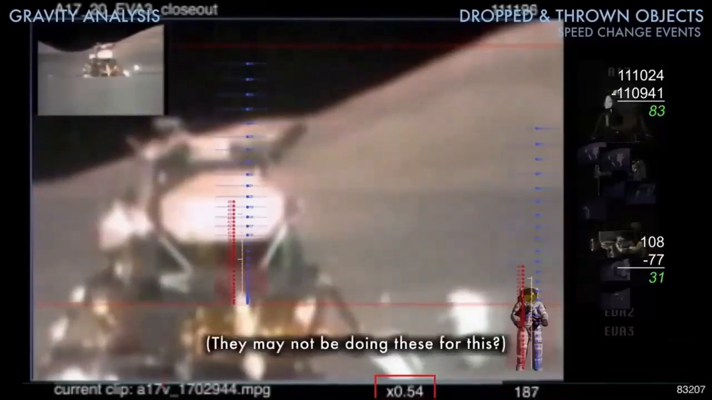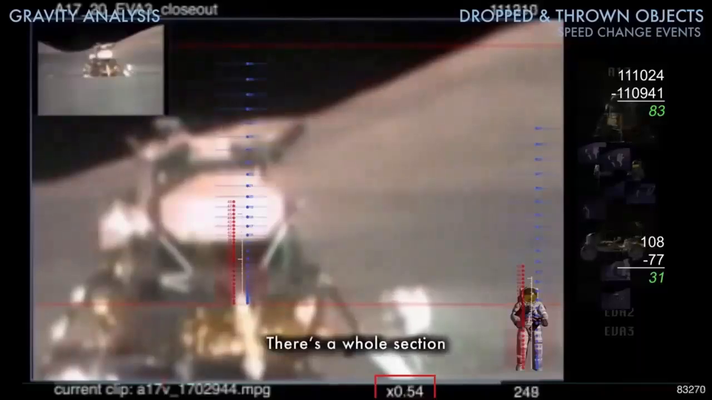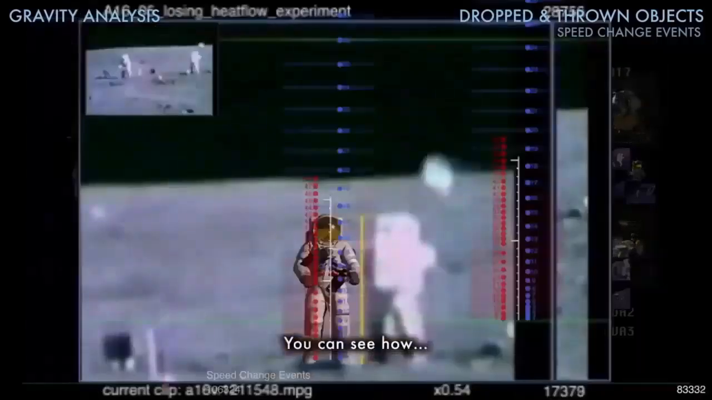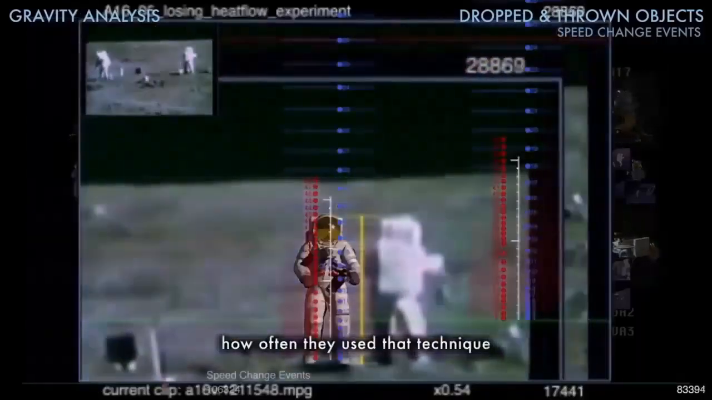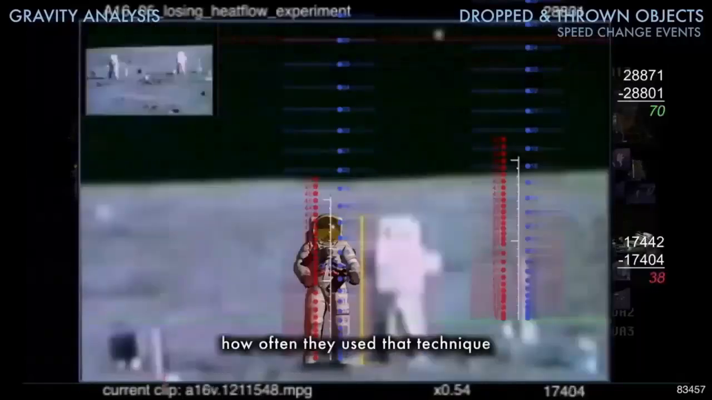They may not be doing these for this. There's a whole section on speed changes. You can see how often they use that technique to disguise their methods.